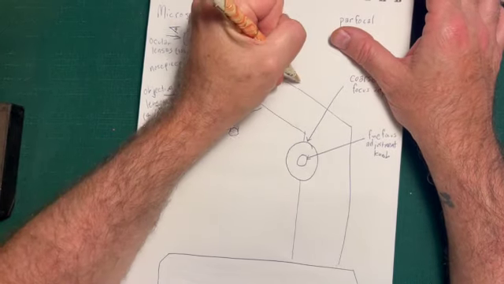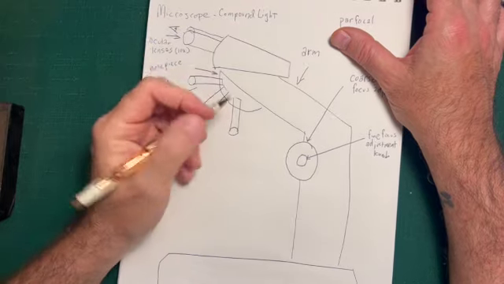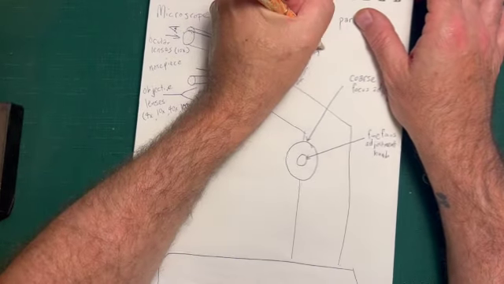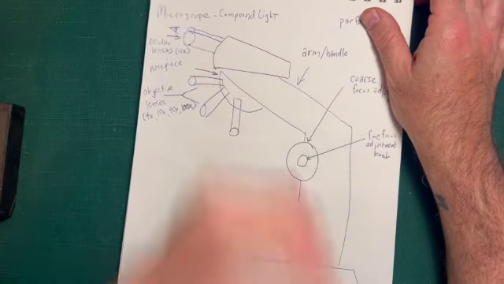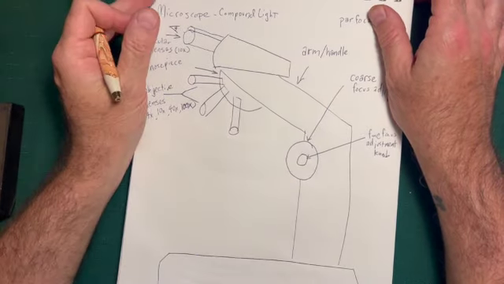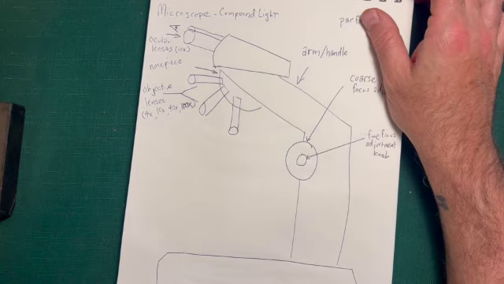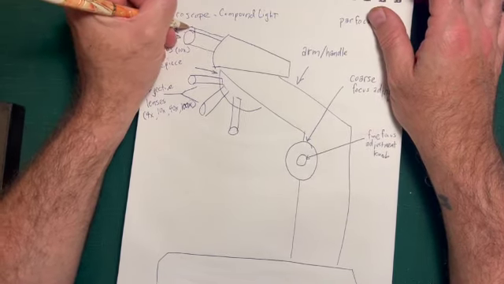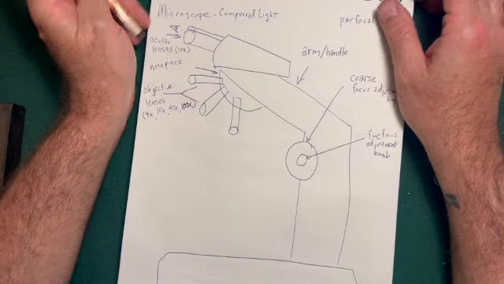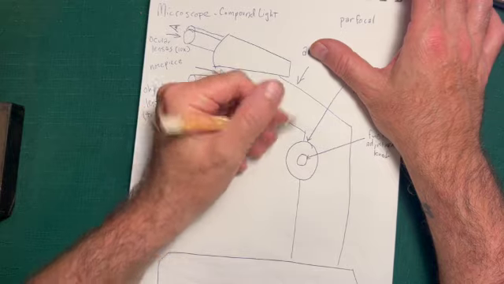Okay. This bit here is called the arm or the handle. Typically, that's where you would grab the scope if you're going to move it around from one bench to another. You want to hold it securely because if you drop one of these things, it's a very expensive ouch for the microscope. So you don't want to do that.